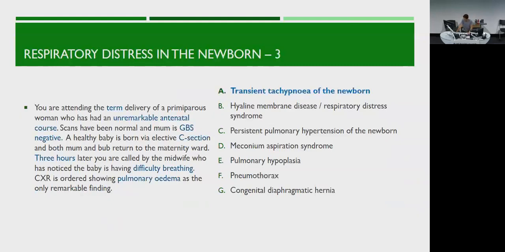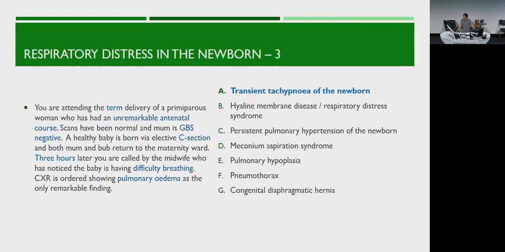So remember that transient tachypnea of the newborn is a diagnosis of exclusion. Before you jump at it, and you see that x-ray and you're like, oh, it just looks like a bit of fluid in the lungs, remember that we need to make sure it's not other things. The thing that leads us towards a diagnosis is first making sure that it's not anything else, and then looking for the risk factors for TTN.